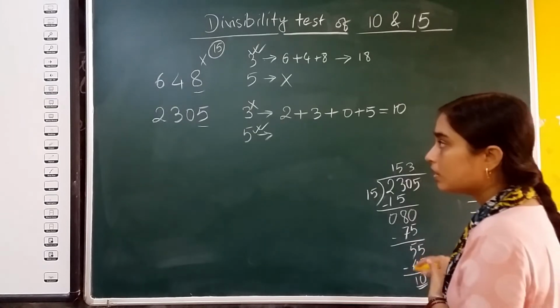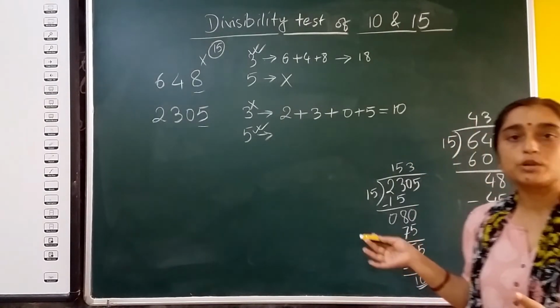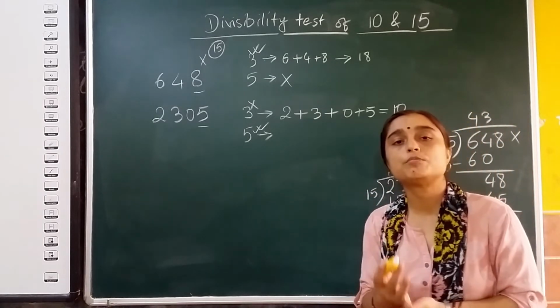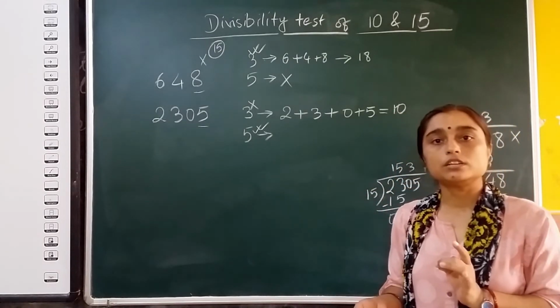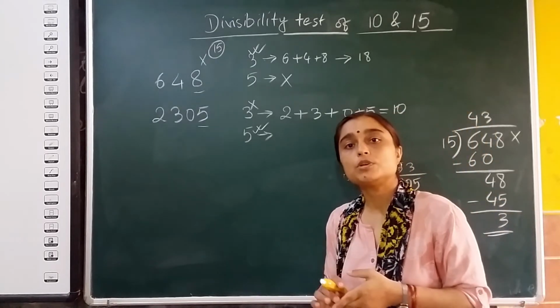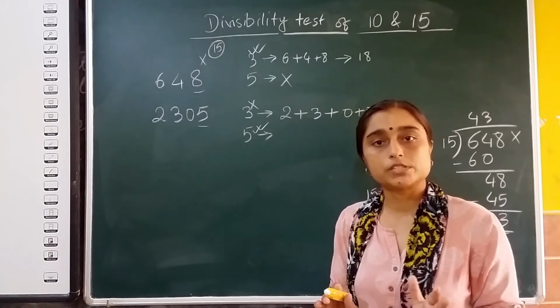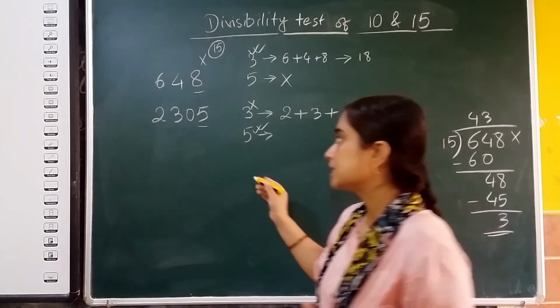Yes, right? So we found out that for a number to be divisible by 15, the number should be divisible by both 3 and 5. And there are some such numbers also which are neither divisible by 3 nor by 5. Such numbers also are not divisible by 15. See one more example.